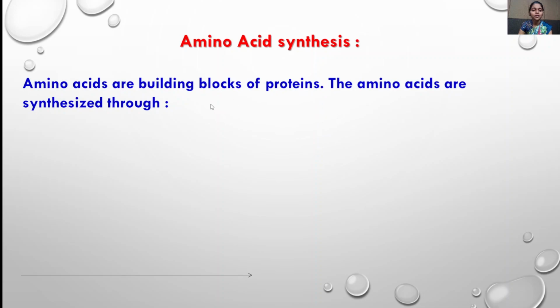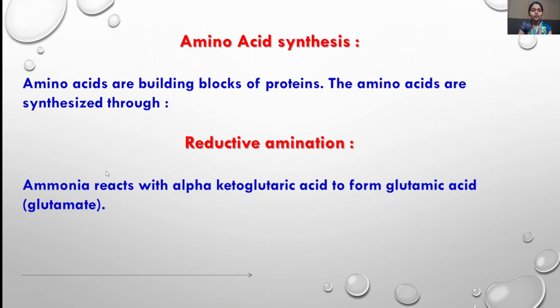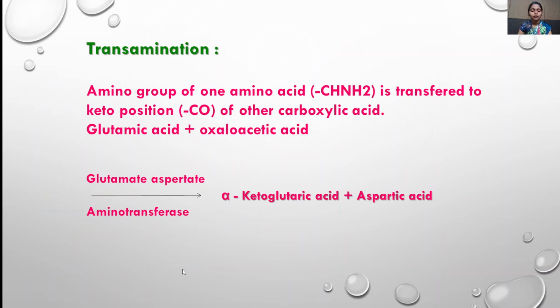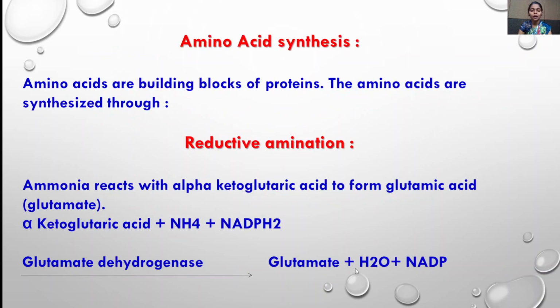Amino acid synthesis. Amino acids are the building blocks of proteins. The amino acids are synthesized through reductive amination. Ammonia reacts with alpha ketoglutaric acid to form glutamic acid. Alpha ketoglutaric acid plus NH4 plus, that is ammonia, plus NADPH2, in the presence of glutamate dehydrogenase, gives glutamate plus H2O plus NADP.